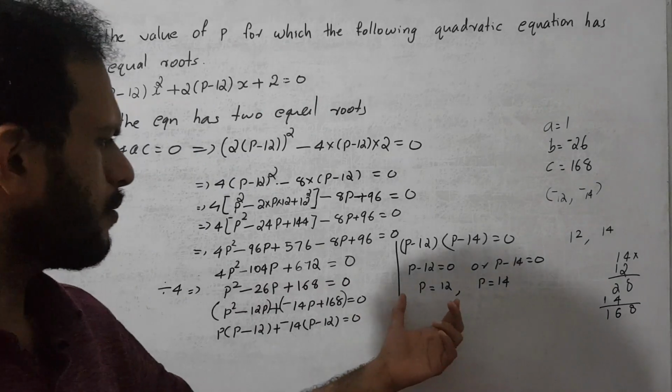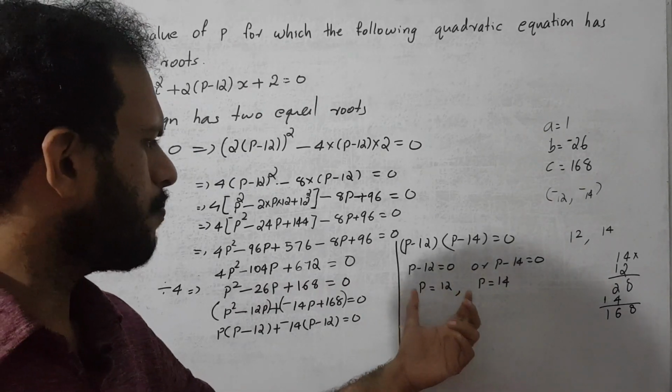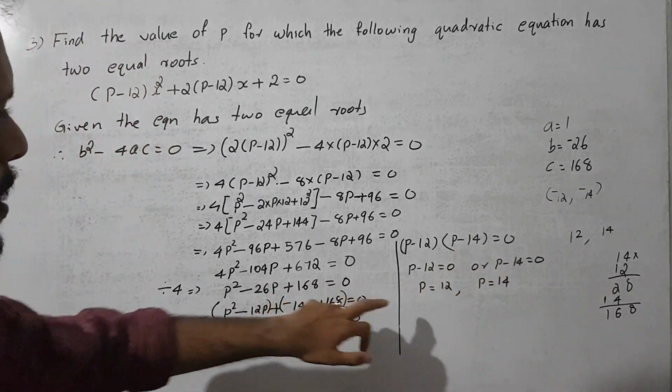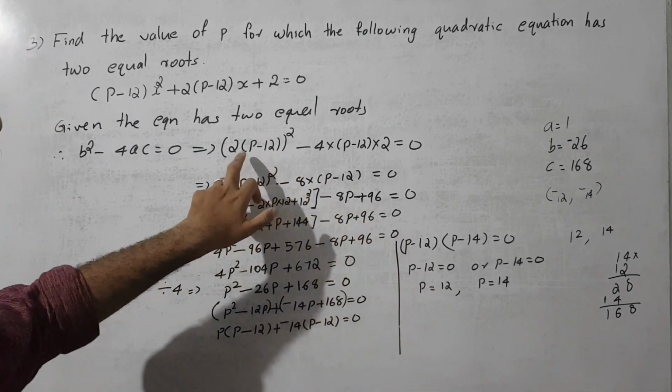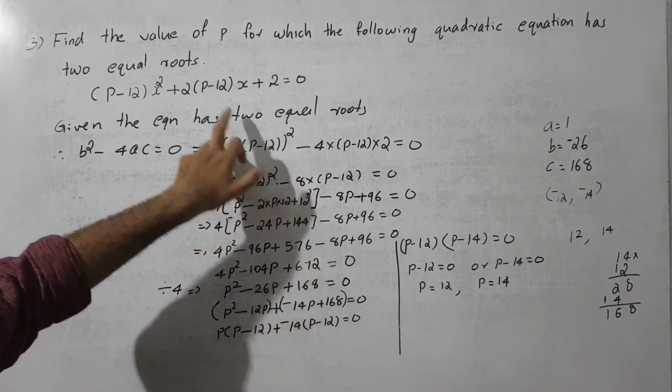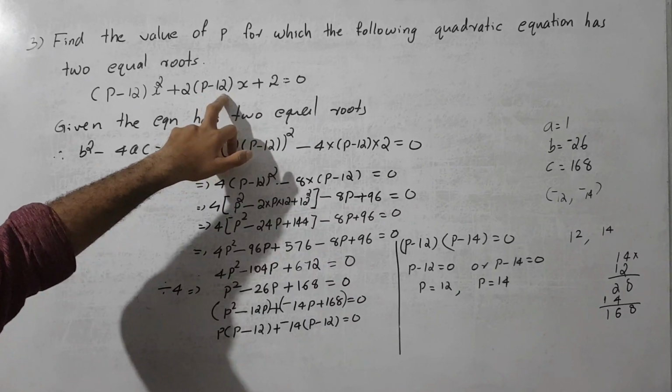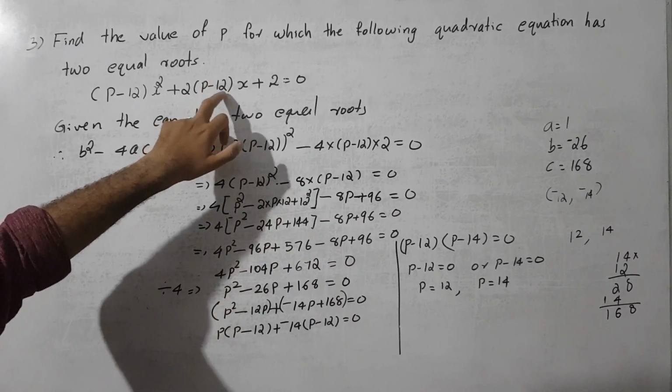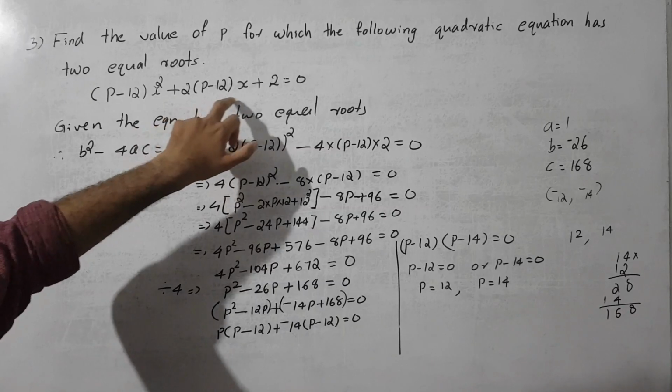Here it is not possible to accept the value p is equal to 12. Why? Because if we choose p is equal to 12, 12 minus 12 is equal to 0, which means the term is not there.